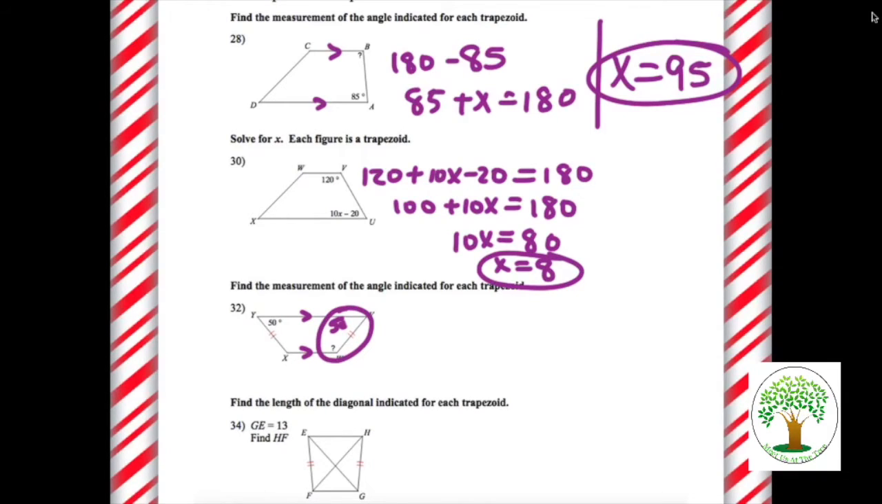So we can set them supplementary. So we can say that 50 plus x equals 180. Or if you don't want to do it that way, Amy, you could take 180 minus 50. That's what I did. It will be the same. It's a lot easier to just do it that way. Yes, it's less writing.